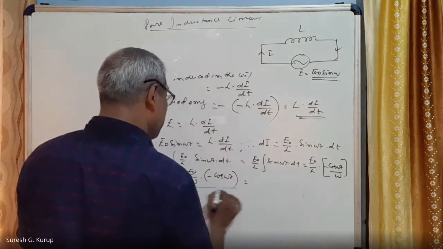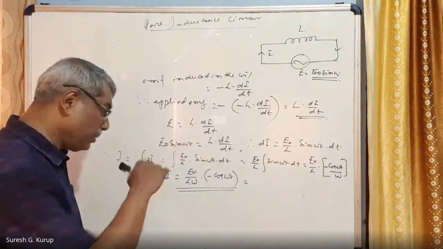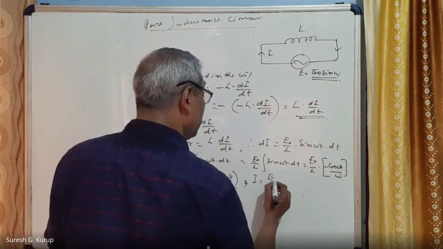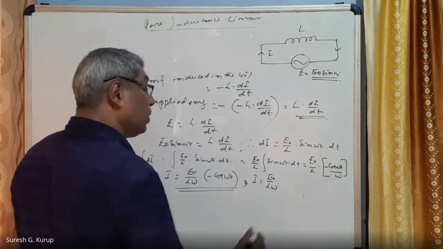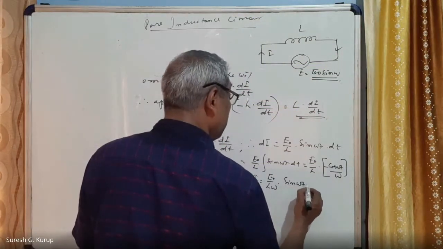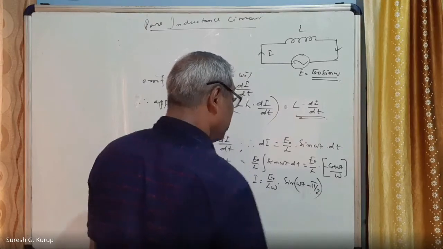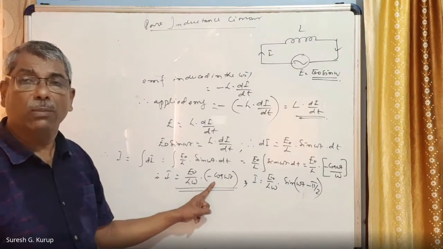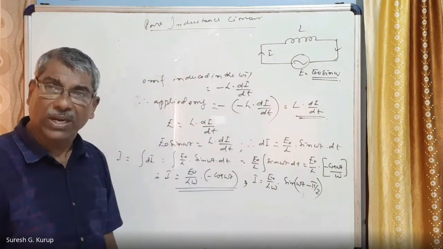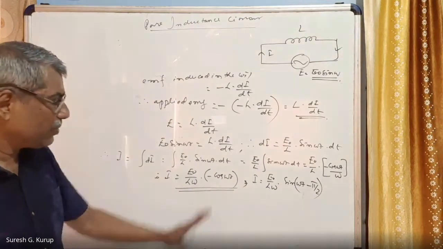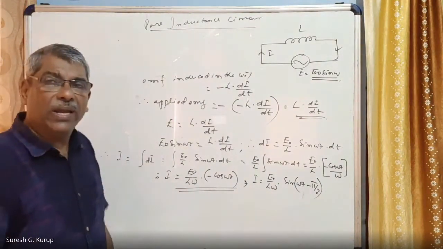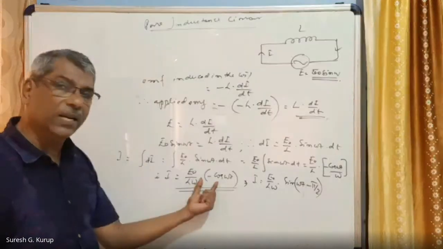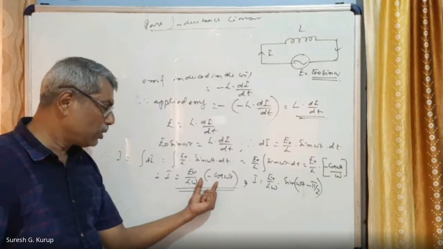This is the original relation. The same thing can be written as I is equal to E0 by L omega into sine omega t minus pi by 2 also, because sine omega t minus pi by 2 can be proved as equal to minus cos omega t. Right? So this is the very simple thing that we have seen. The actual relation is a negative cosine function; the resulting current we are getting is in terms of a negative cosine function.